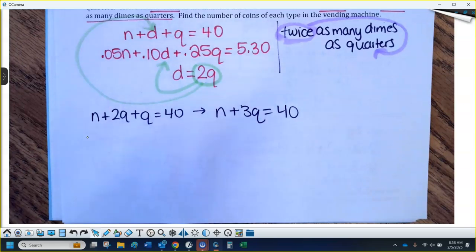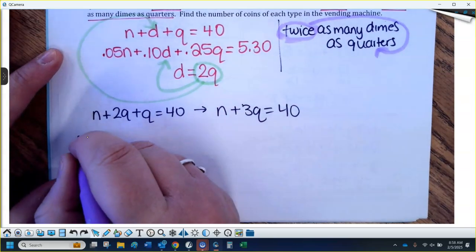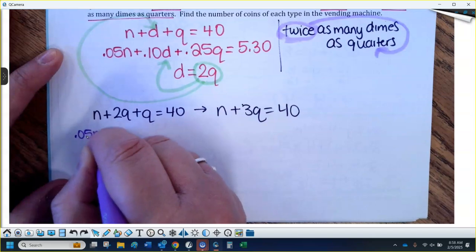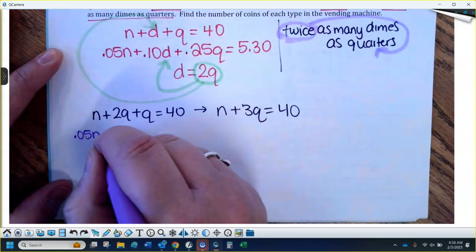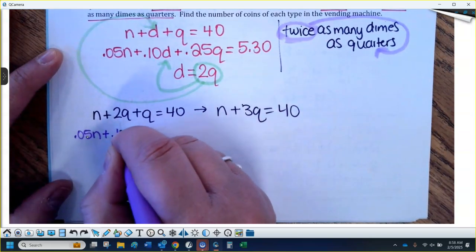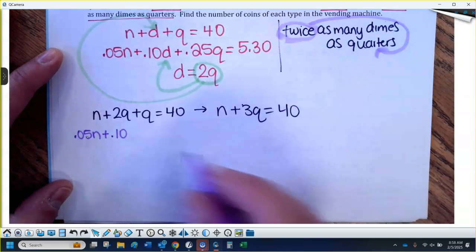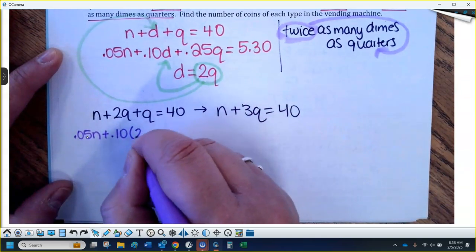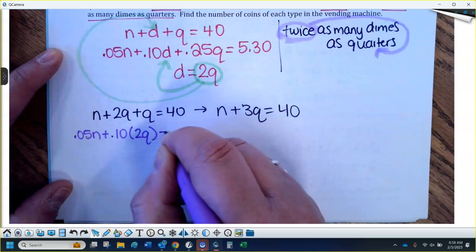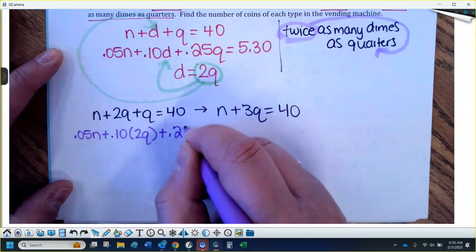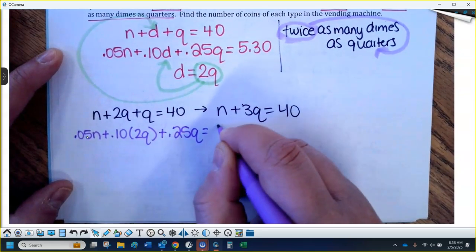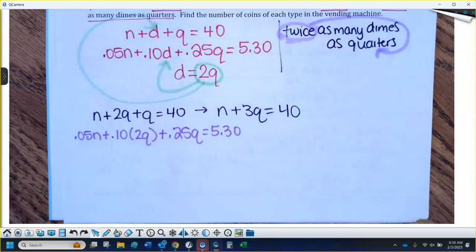Now, my other equation, let me grab a different color. This one's a tiny, tiny bit trickier. So I have 0.05 for every nickel, that's the value. Now, I'm going to keep the 0.10 in front of the D for dimes, but in for the dimes, I'm going to put that 2q. And then plus 0.25q, and that's equal to the 530.